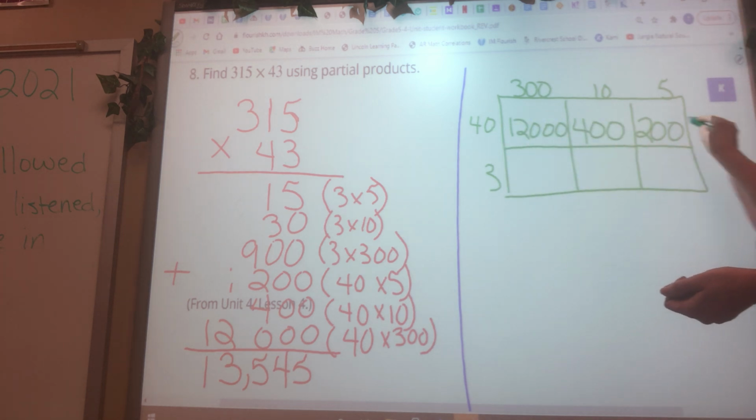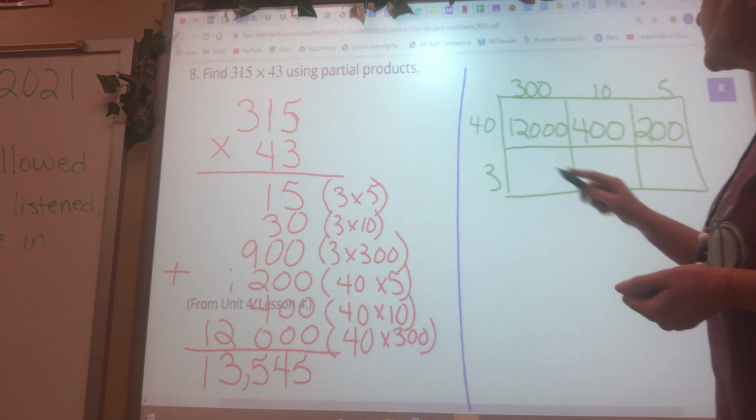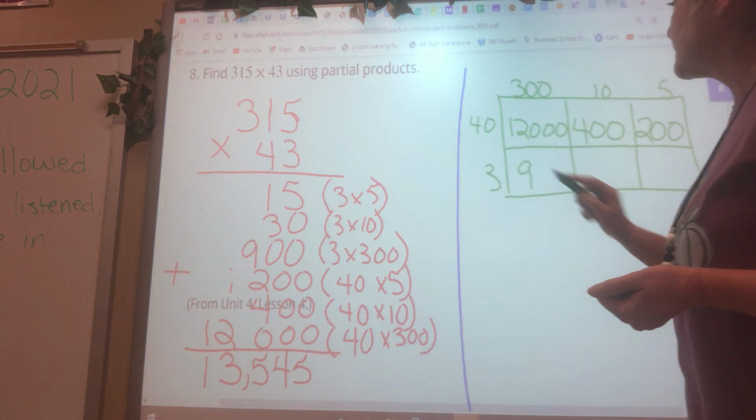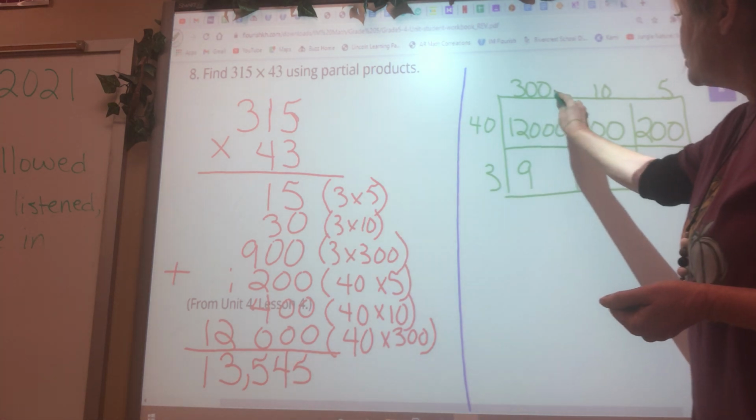Just the 1. All right, and moving to our bottom row, 300 times 3, quick multiple math. 3 times 3 is 9. How many multiples of 10 was I dealing with? 1, 2.